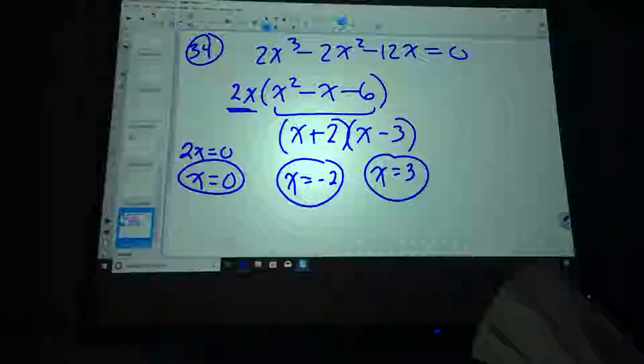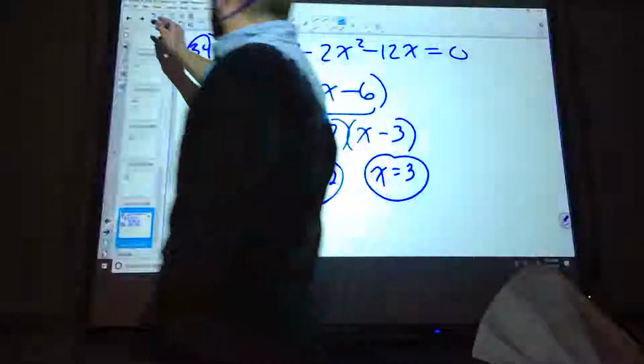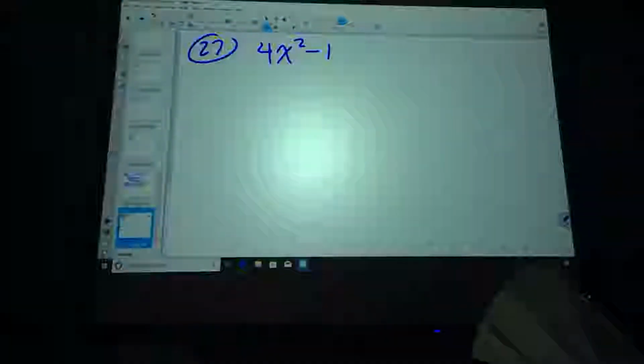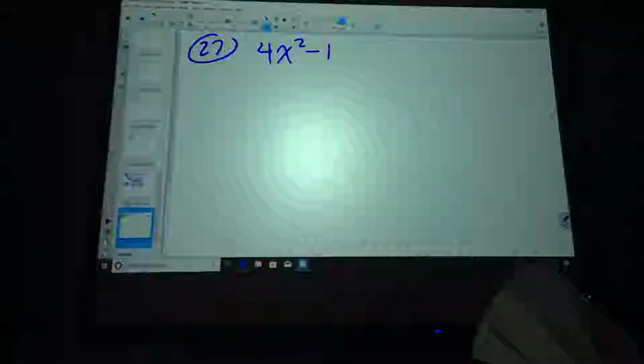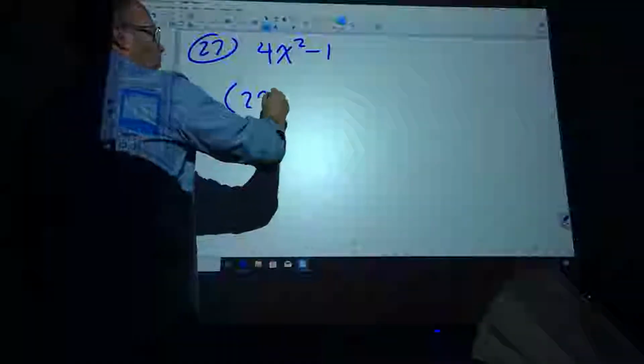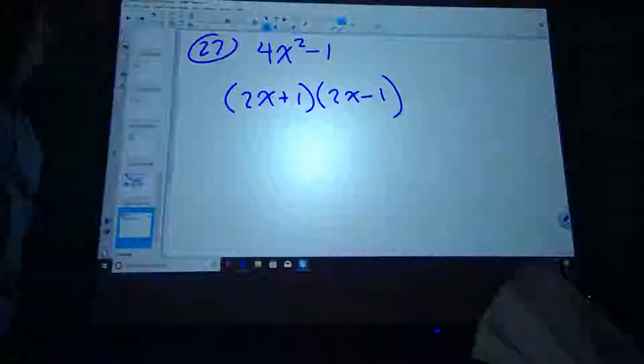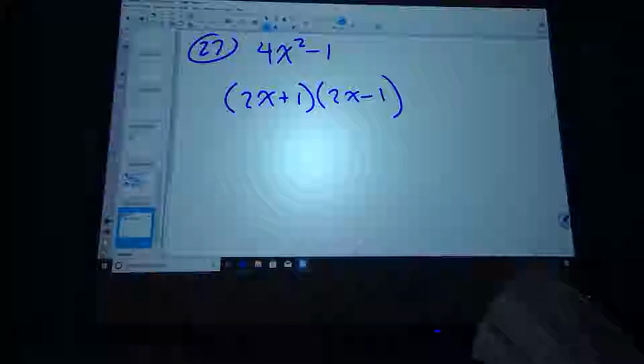What else do we need to take a look at? 27. Could you read that one to me, please? 4x squared minus 1. No equal sign or anything? No. Okay. So when you see 2 terms, you need to start thinking it might be difference of 2 squares. And 4x squared is the same thing as 2x and 2x. So that's a perfect square and 1's a perfect square. So this is difference of 2 squares. So 2x plus 1 and 2x minus 1. Is that okay?